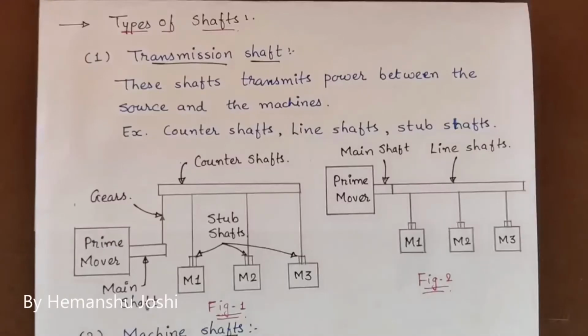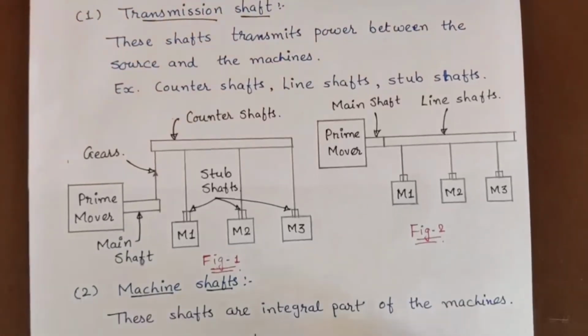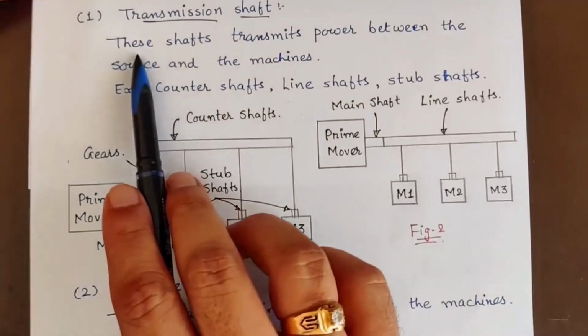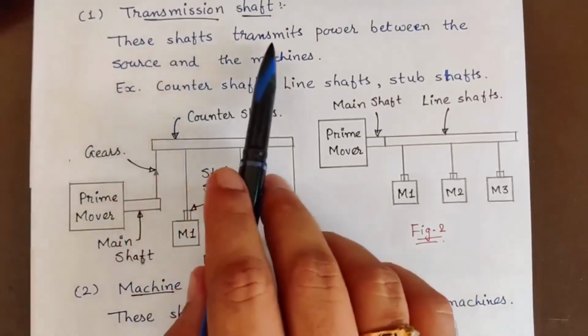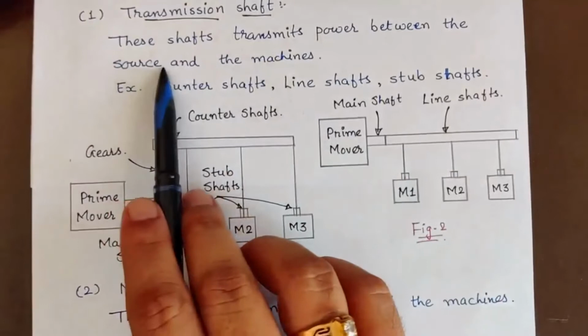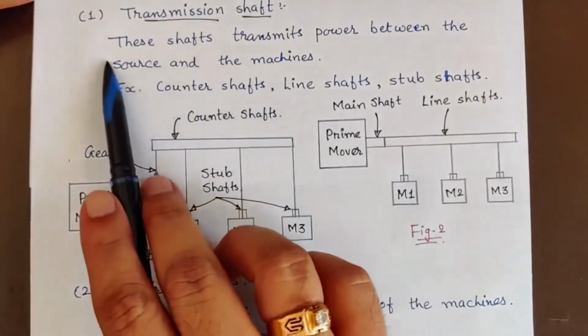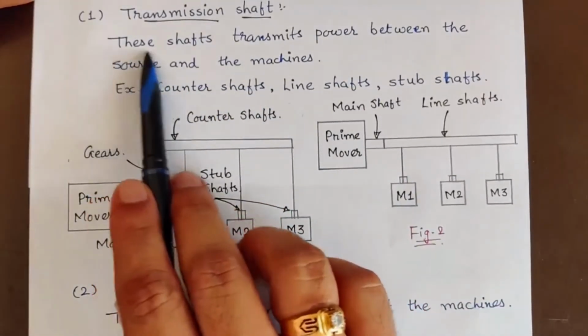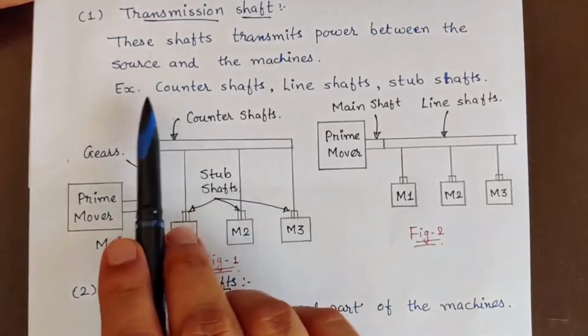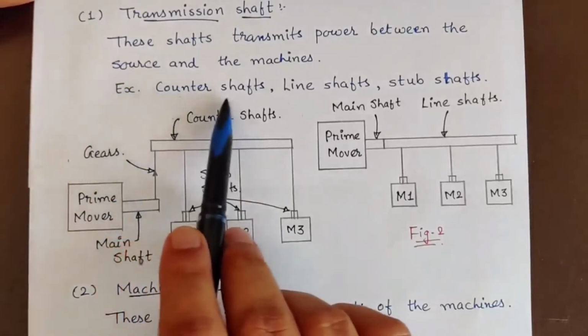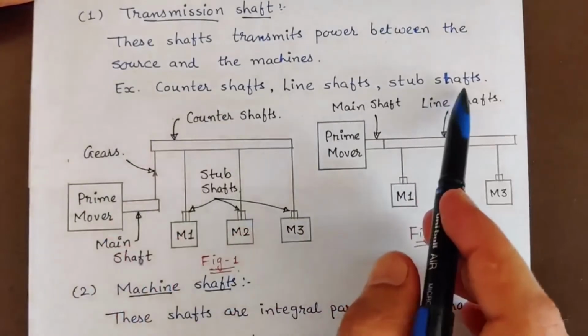Our next topic is types of shafts. So basically two types of shafts are there. The first one is transmission shaft and the second is machine shaft. So let us understand what is a transmission shaft. The transmission shafts, basically these are the shafts which transmit power between the source and the machines. Now here source we can consider as a prime mover. Examples of the transmission shafts are counter shafts, line shafts and stub shaft.